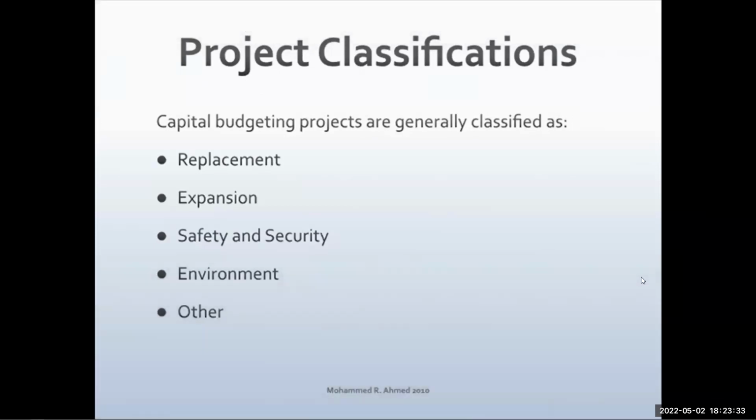Expansion projects occur as a result of companies' strategy to produce new products or to enter new markets or new industries. A change in environment and government regulation leads to safety, security, and environmental projects. Other projects are research and development projects based on the strategic planning of the firm. The goal of the capital budgeting analysis is to determine the profitability of the project.